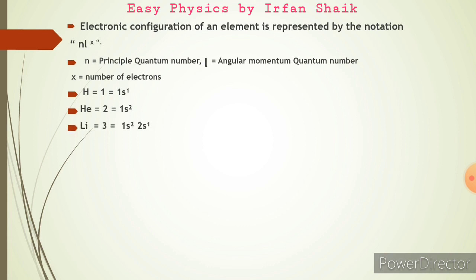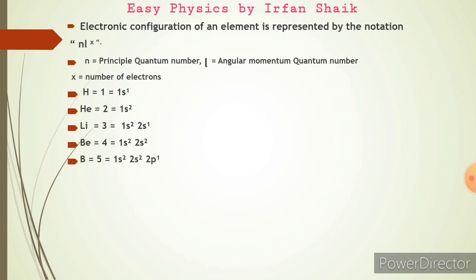Same like that, lithium. Atomic number 3, electronic configuration 1s2, 2s1, because there is place for 2 electrons only in the s orbital. That's why the third electron has to enter into the next orbital, that is the 2s orbital. That's why its configuration is 1s2, 2s1. The next element is beryllium. Atomic number 4. So its configuration will be 1s2, 2s2, 4 electrons: 2 electrons in the 1s orbital, 2 electrons in the 2s orbital.